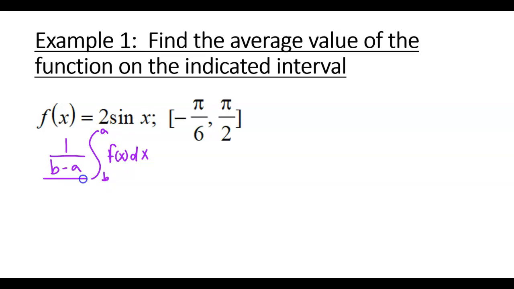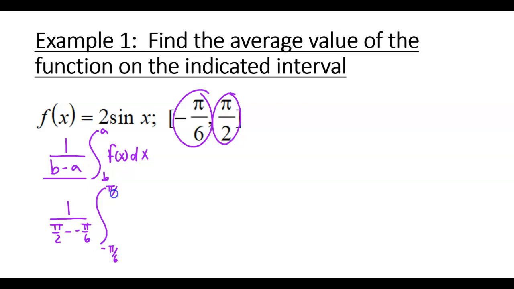And then you divide that by the base of the average value rectangle, and when you're done, you should have the average value height, which is the answer that we want. Okay, so my b in this case is pi over 2. It's your final x value. My a is negative pi over 6. So we're going to fill those in. Your first x value and your last x value. And then your function in this case is 2 sine x.